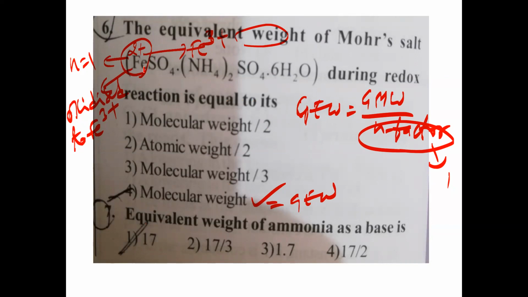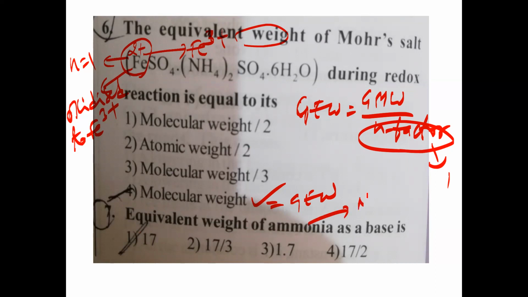Next, what is the n factor of this type of species, oxidizing agents and reducing agents? The number of electrons lost by 1 molecule, otherwise the number of electrons gained by 1 molecule. How many electrons 1 molecule gains, or how many electrons 1 molecule loses, is called the n factor. Next, the equivalent weight of ammonia.